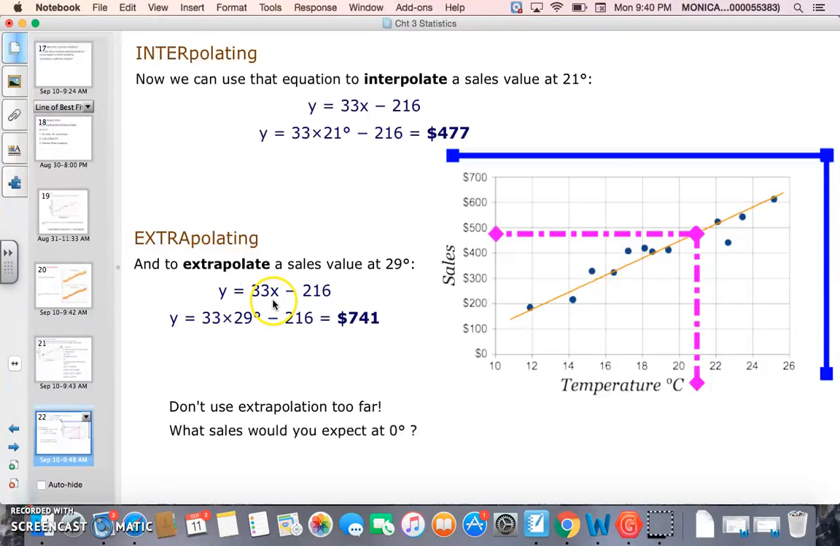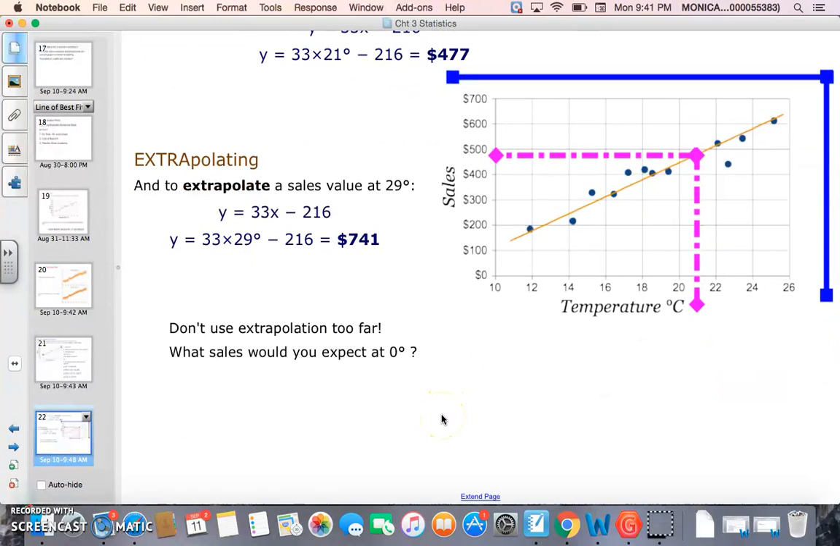So I'm going to plug in 29 degrees to my awesome formula that I just calculated. And so 33 times 29 minus 216 could predict that I'm going to make $741 on a 29 degrees Celsius day. So extrapolation is okay, but again, it's a prediction, so we can't say for certain that that's going to happen. We're just saying based on the data we have, we can predict that that is most likely going to occur.